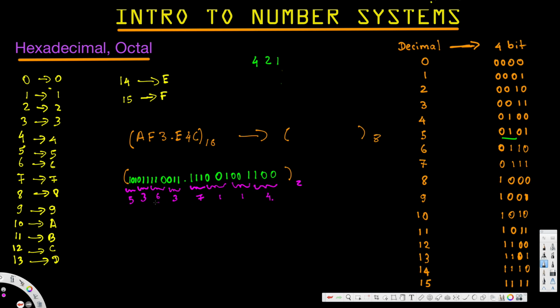So this is going to be the conversion. We are going to have 5363.7114, and that's how we do the conversions from hexadecimal to binary, binary to hexadecimal, octal to binary, hexadecimal to octal, and those kinds of things.